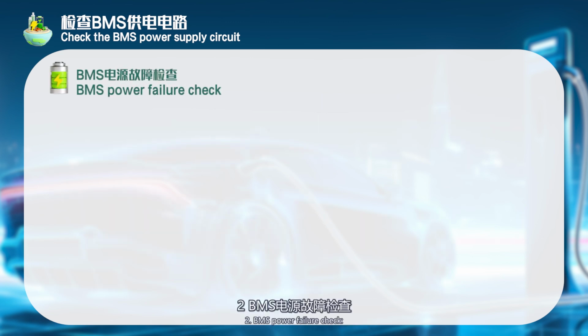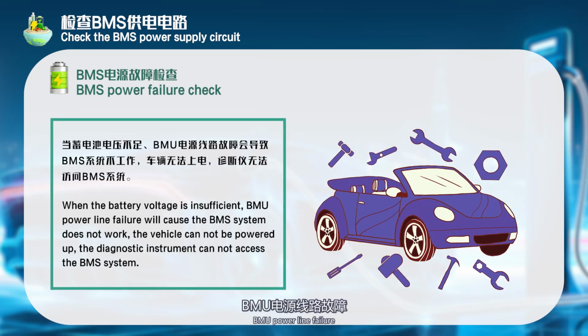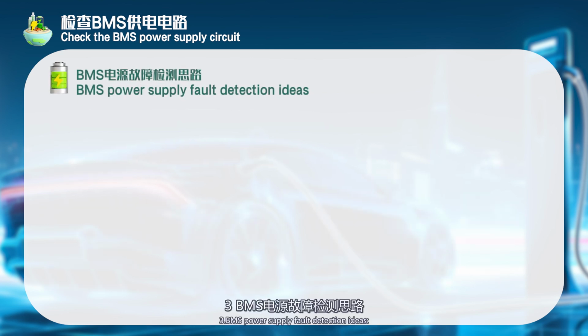2. BMS power failure check. When the battery voltage is insufficient, a BMU power line failure will cause the BMS system not to work. The vehicle cannot be powered up. The diagnostic instrument cannot access the BMS system. 3. BMS power supply fault detection ideas.